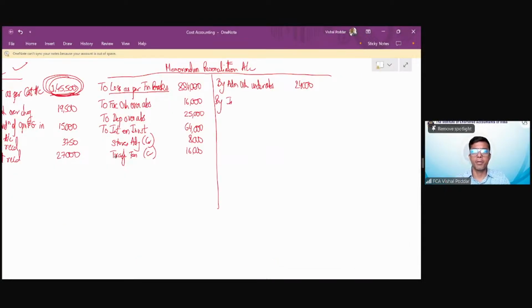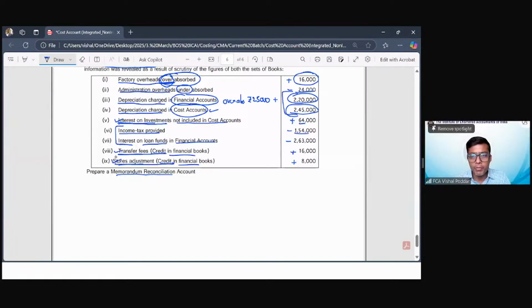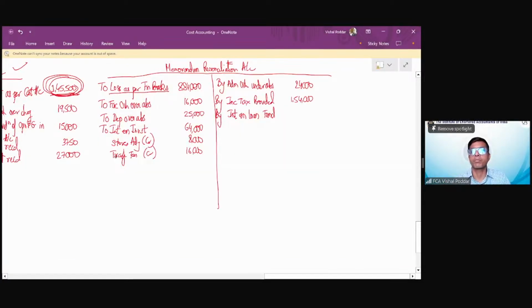So by income tax provided, by interest on loan. How much are the amounts? 154, 263. Now you will get the balancing figure, which will be by loss as per cost sheet.